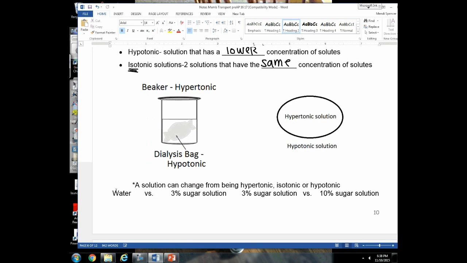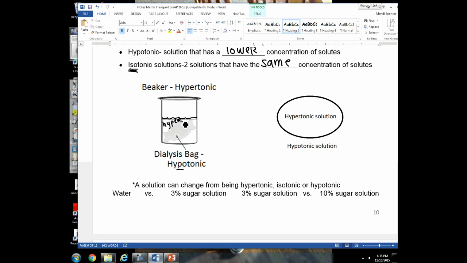So these are examples of problems that we can ask you, and we're going to ask you to predict which way water is going to move. So we made a solution, and that solution was hypotonic, and we placed it in a dialysis bag. A dialysis bag is kind of like a plastic Ziploc bag, and it's got small little holes in it. So if the inside is hypo, then the solution that we place on the outside by default is hyper.